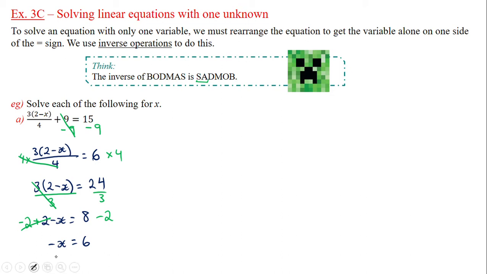To make that a positive, we need to make that a negative. So we effectively multiply both sides by -1 to do that. I'm just running out of room on my screen. Okay, so x equals -6.